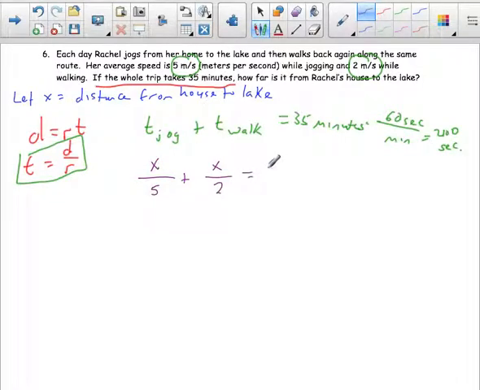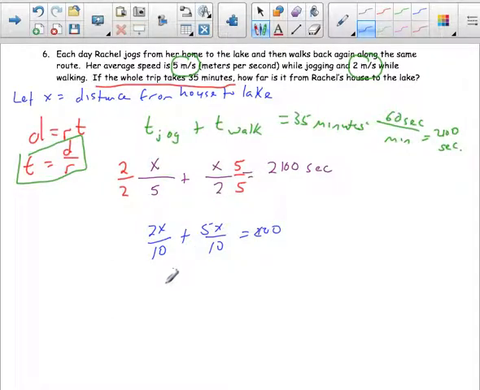These two times have to add up to 2,100 seconds. I have fractions on the left side of my equation. I need to get a common denominator, which is 10. I'm going to multiply the first fraction by 2 over 2, a funny form of 1, and the second fraction by 5 over 5, which tells me that I have 2x over 10 plus 5x over 10. That equals 2,100. And then I have 7x over 10 is equal to 2,100.